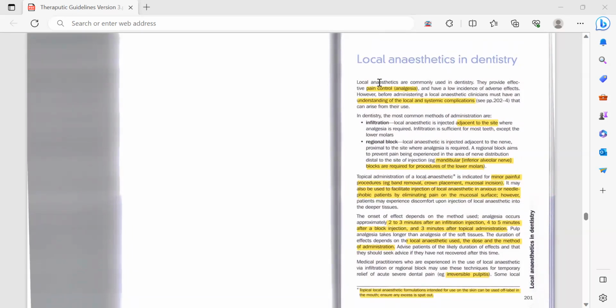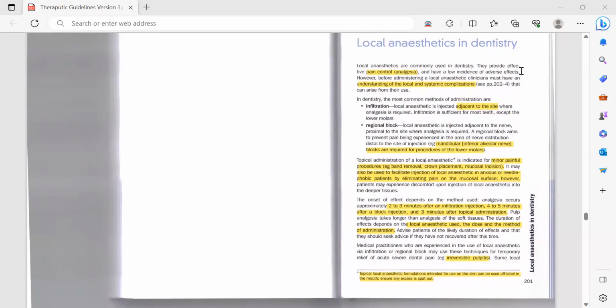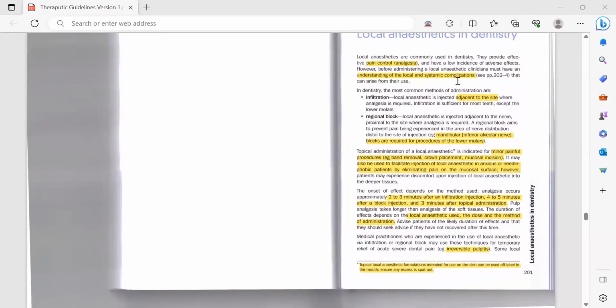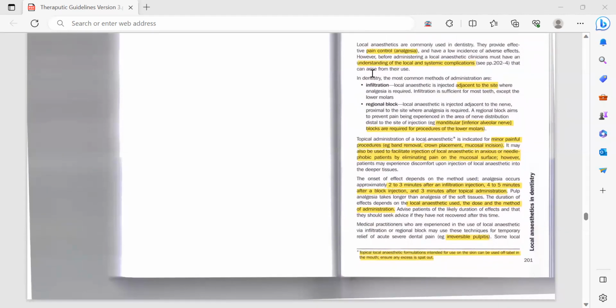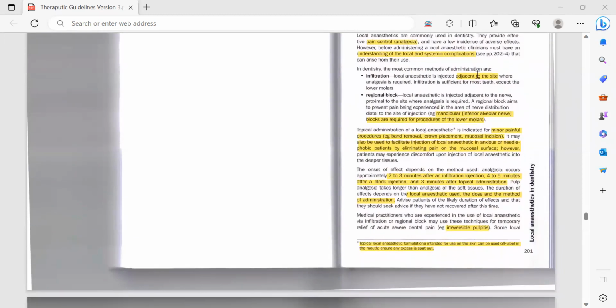Okay, so let's start. Local anesthetics, LA, are very commonly used in dentistry. Out of 10 patients, 8 would require LA because it is a strategy of pain control, and it also has a very low incidence of adverse effects. But before administering LA, you must know the local and the systemic complications that can arise, which we will read in further pages. Okay, so what are the common methods of administration?